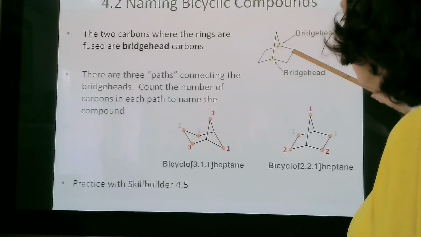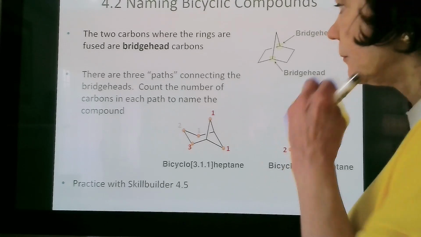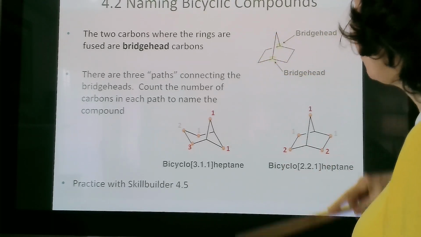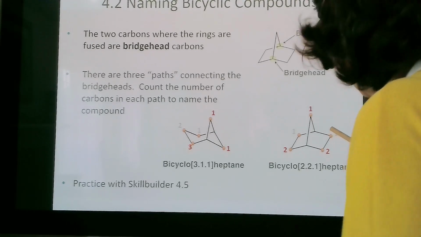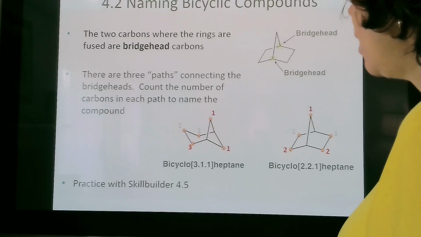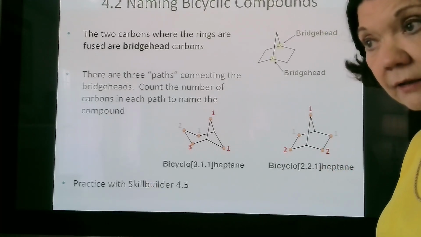So this one has 2 carbons. You don't count the bridgehead in the bridges. Okay, so this bridge has 2 carbons. That bridge has 2 carbons. This bridge has 1 carbon. And you can see it here. 2, 2, 1. And so the name for this compound is bicyclo.